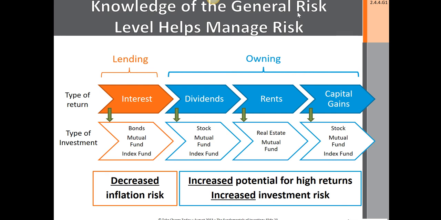When you want to invest and you have knowledge of the general risk level of an investment, it helps you manage that. When you do the lending on bonds, you have a decreased risk from inflation, so you're not going to get hurt so much if there is inflation of other things in the economy. However, when you own real estate, stocks, mutual funds, whatever, your potential for higher returns is increased, but you also have an increased risk. Bonds are a very safe way to do it. These other three, real estate, stocks, and mutual funds, are usually higher risk but higher return. So it's really going to depend on what type of loss you are willing to take.